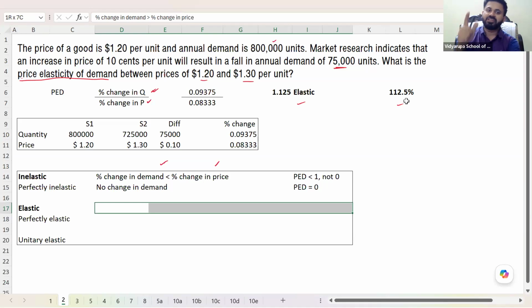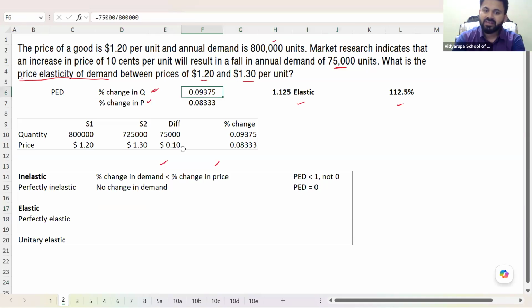What is our numerator? Change in price. What is our denominator? Change in quantity. Sorry, the other way around. What is our numerator? Change in quantity, change in demand as a percentage. What is our denominator? Change in price as a percentage. So if it's elastic, it means it's above 1. It means the change in quantity as a percentage is higher than the change in price.